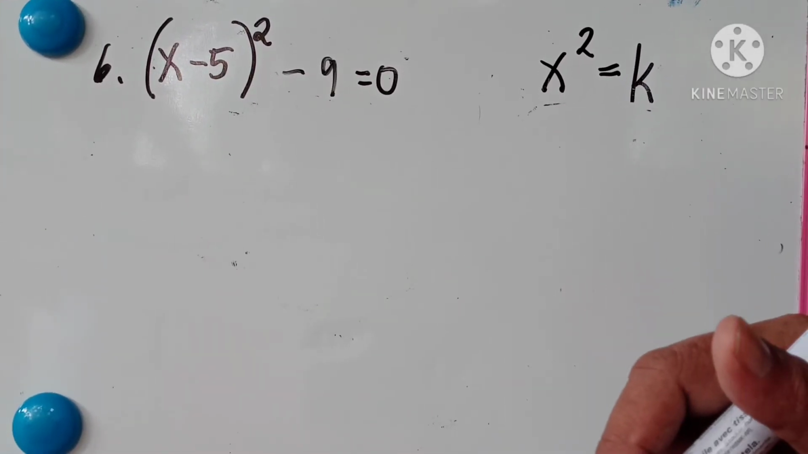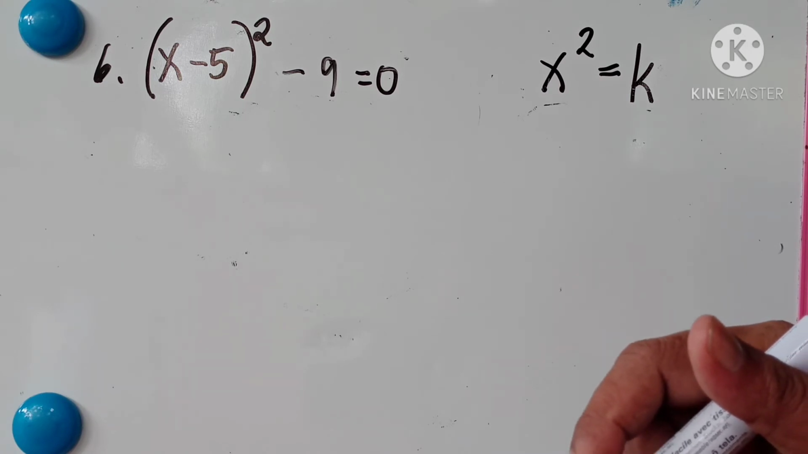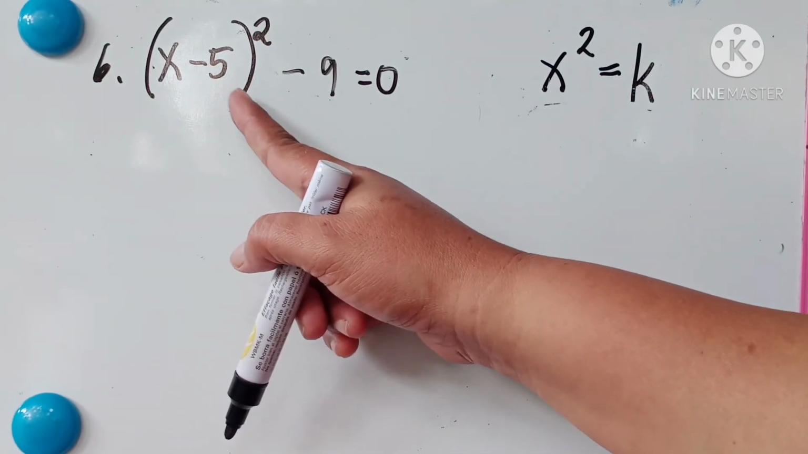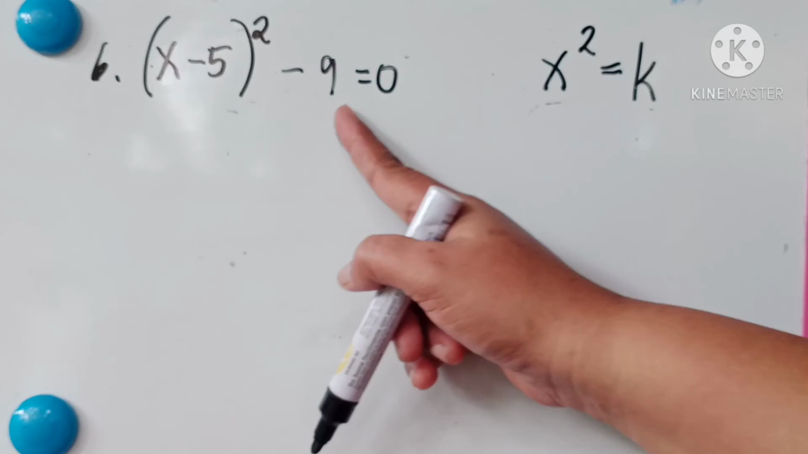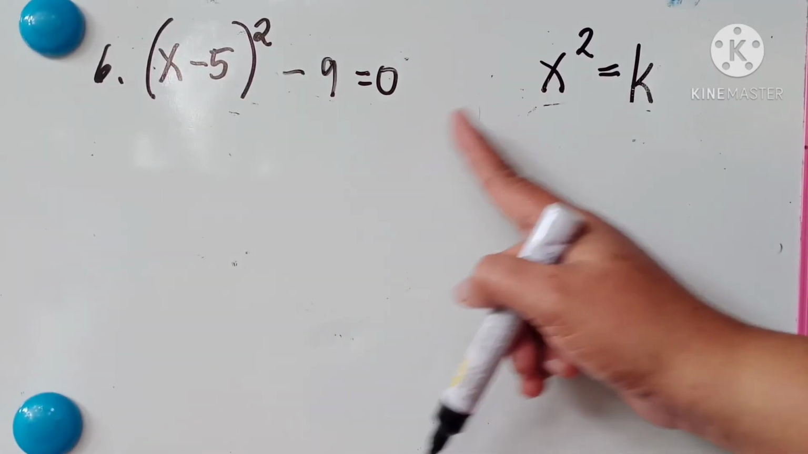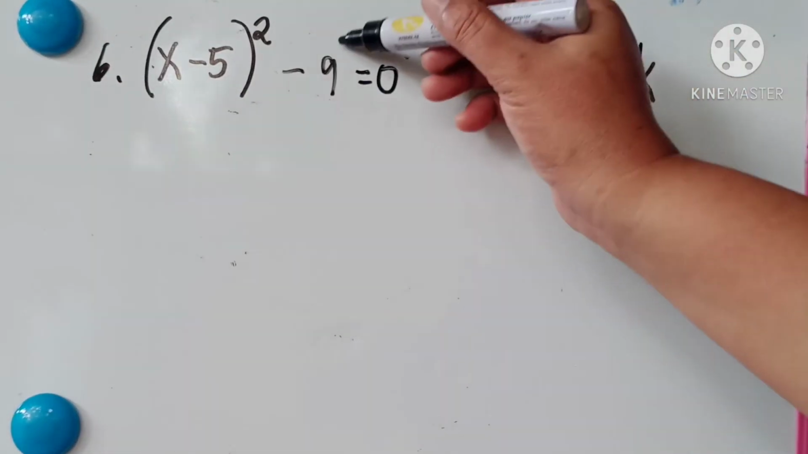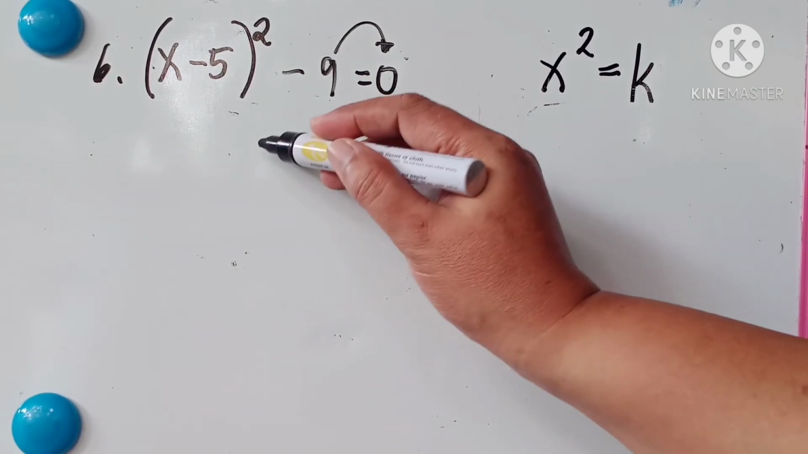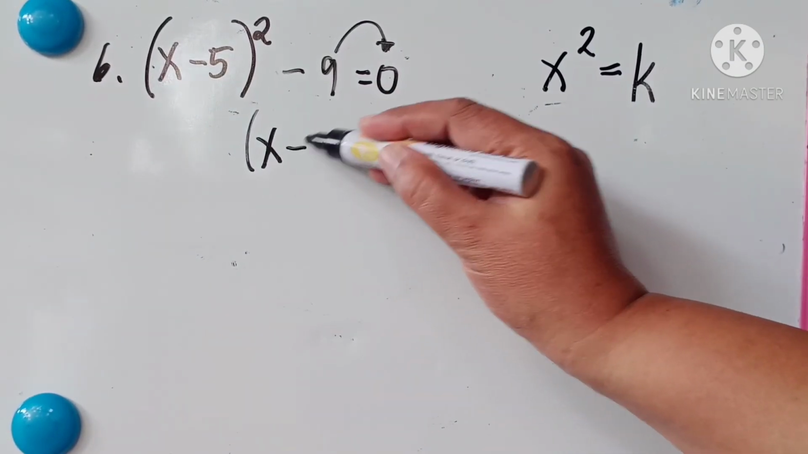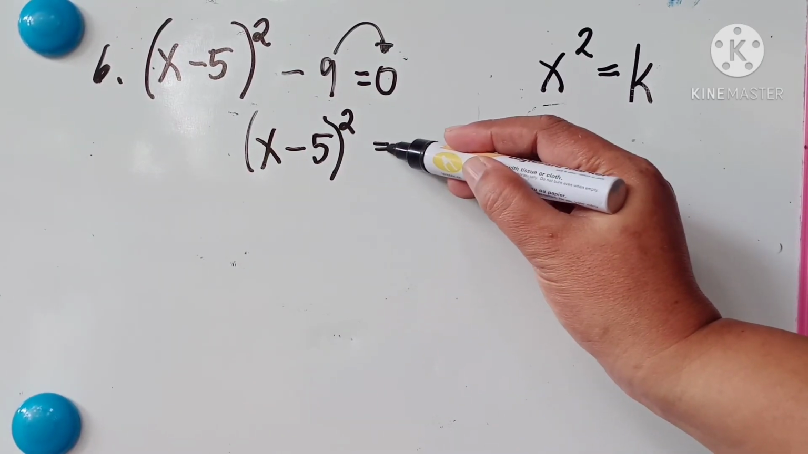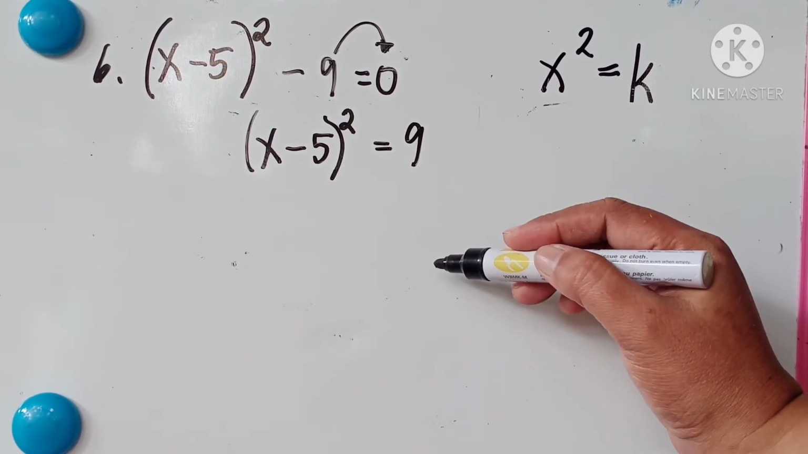Okay? For our last example for today's topic, solving quadratic equation by extracting the square root, we have the equation square of x minus 5 minus 9 equal to 0. So, syempre, the equation must be written in this form. So, ilipat natin si 9 sa right side of the equation. So, sa left, we have x minus 5, then this is raised to the second power, then equal to positive 9.